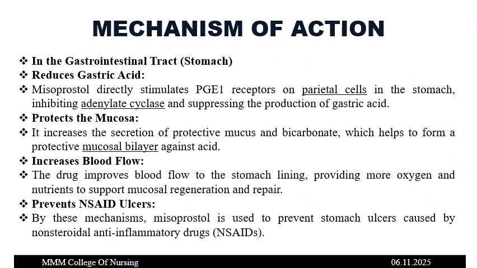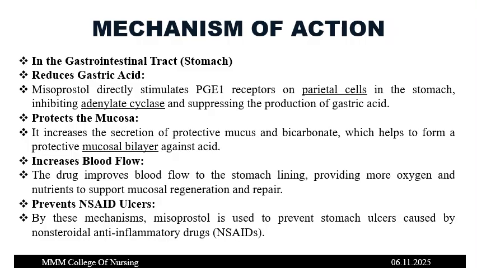Mechanism of action. In the gastrointestinal tract, the stomach, it reduces the gastric acid. Misoprostol directly stimulates the PGE1 receptors on the parietal cells in the stomach, inhibiting adenylate cyclase and suppressing the production of gastric acid. Production of mucosa: it increases the secretion of protective mucus and bicarbonate, which helps to form a protective mucosal bilayer against acid.